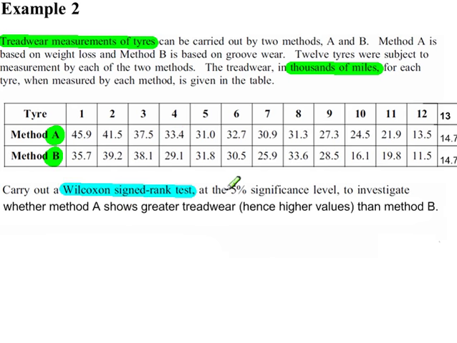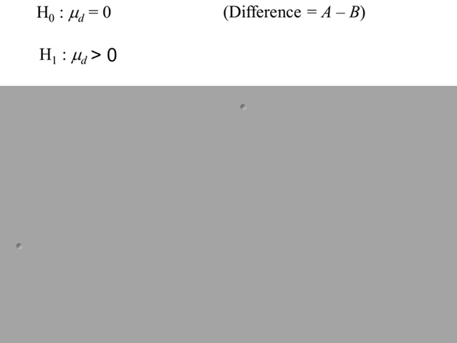So we're doing a Wilcoxon signed rank test using a 5% significance level to investigate whether method A shows greater tread wear, so the values for A should be higher than method B, a one-tail test. So we're looking for the population mean difference to be greater than 0.